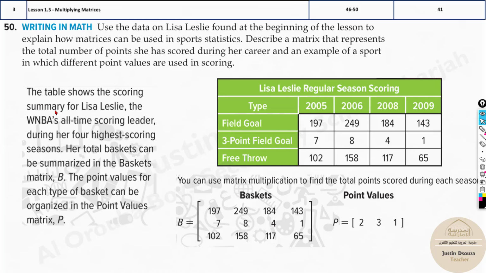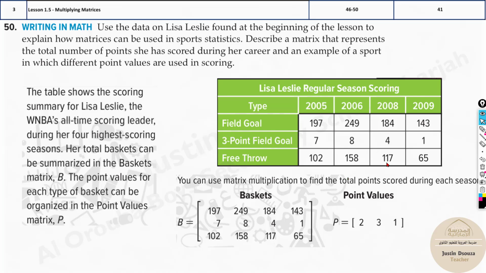The table shows a scoring summary for Lisa Leslie. Over here they have given the values. Now, there's an important thing to know. The point values for each type of basket can be organized from here. Now what you need to do is total points scored in the entire season. So I'll just explain what they have given you. They have given you this table. They have told these are the scores in a regular season in this year.